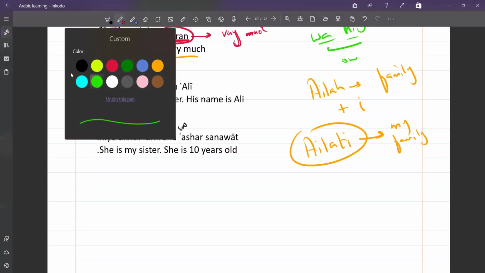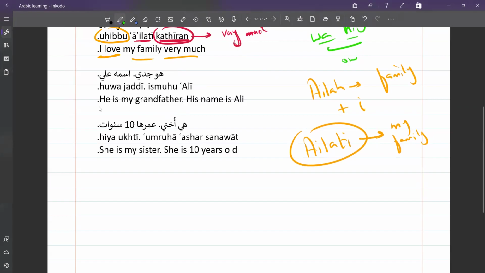So moving forward, if I want to say he is my grandfather, for he, I would use the word huwa. We have done this in the previous lessons. Huwa jaddi.